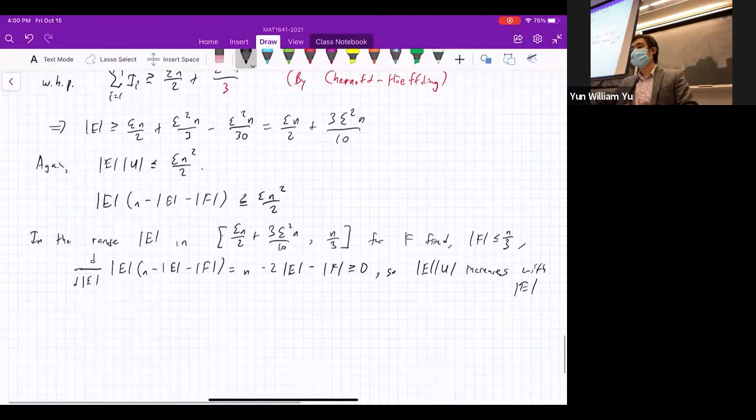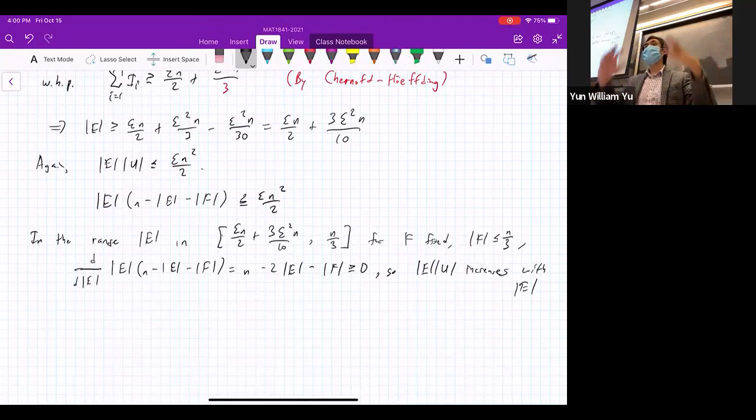So basically what we're saying is that the number of explored elements times the number of unexplored elements, that product, is increasing when you haven't explored that much yet. So when you haven't explored very much of your graph yet using the depth first search, then the product of the size of your explored and your unexplored increases.